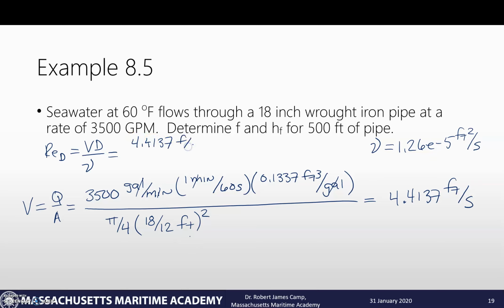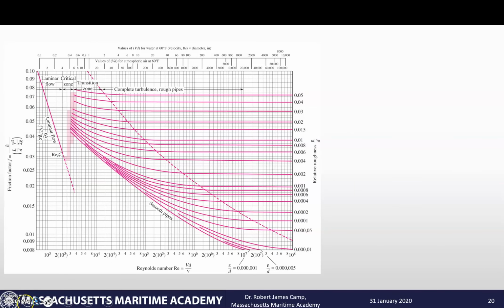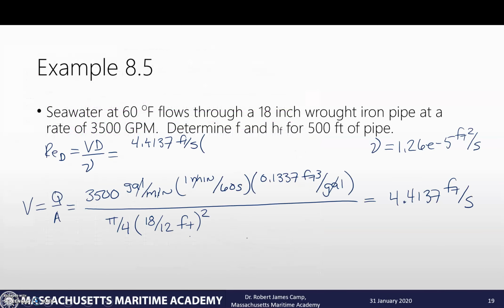4.4137 feet per second times the diameter, and we have 18 divided by 12, and that's going to give it to us in feet. Going to divide by 1.26 times 10 to the negative 5 foot squared per second. Foot squared per second on the top, foot squared per second on the bottom. Great, all unitless. 5.25 times 10 to the 5th, and that tells us it's turbulent flow.